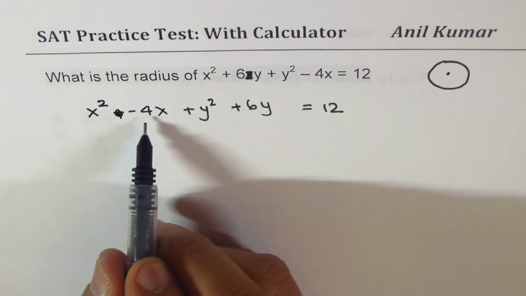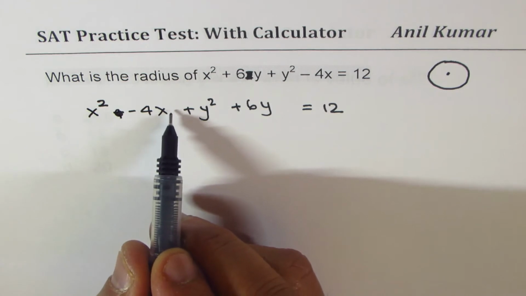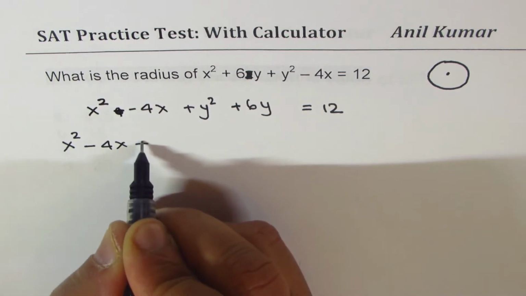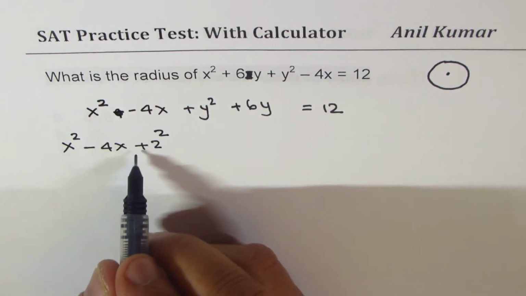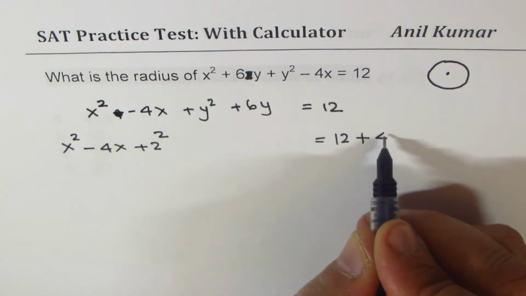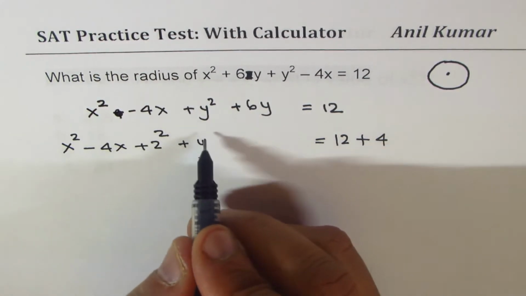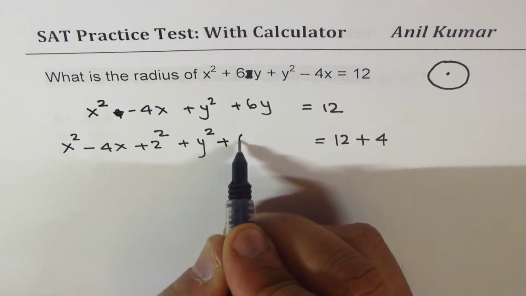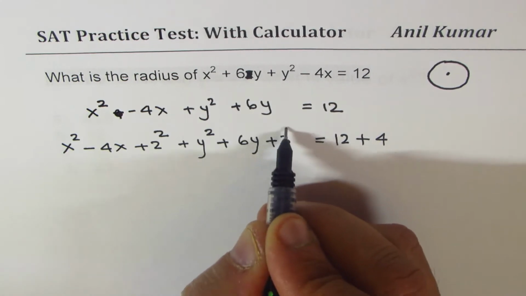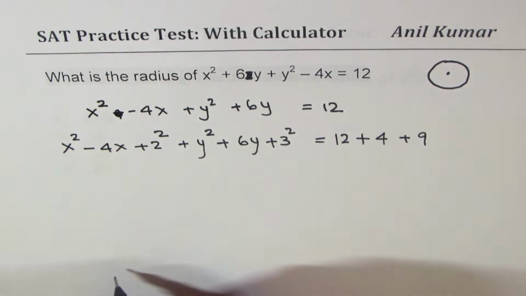Now to make a perfect square from x square minus 4x, we can add 2 square to both sides. So we'll rewrite this as x square minus 4x plus 2 square. Once you do it on the left side, you have to also do it on the right side. So it is 12 plus 2 square, which is 4. So I'm adding 4. This is called completing the squares. For y square plus 6y, half of 6 is 3, so we are adding 3 square, which is 9, to the other side as well.